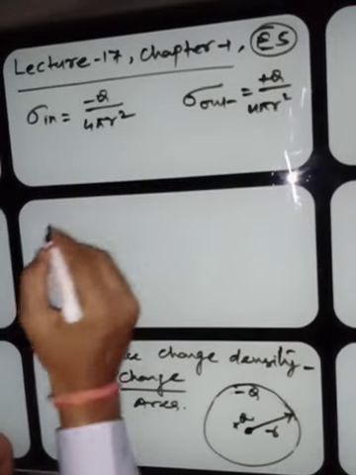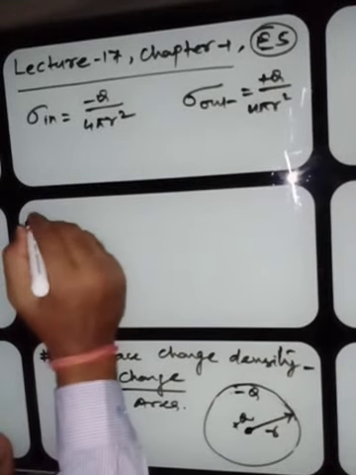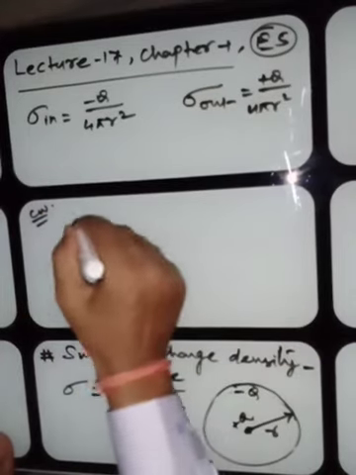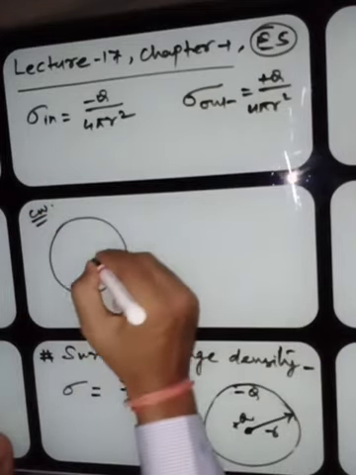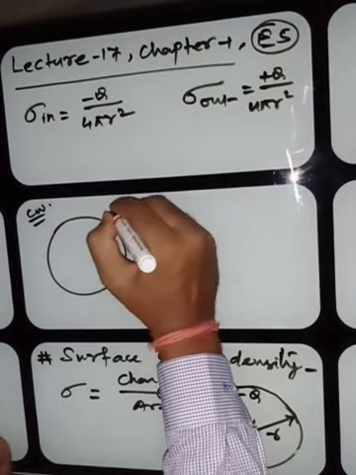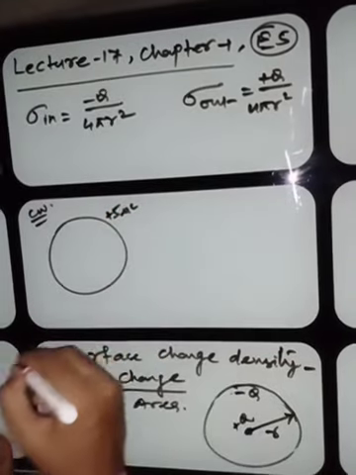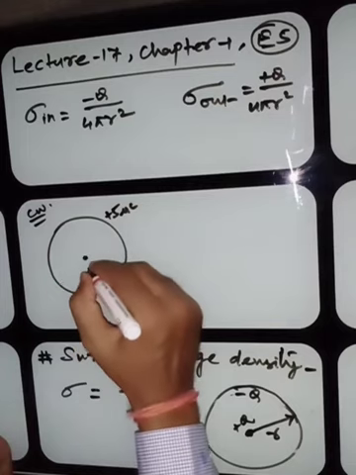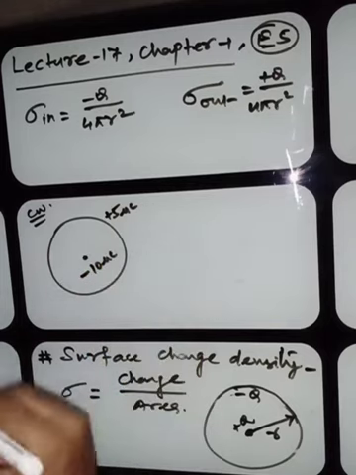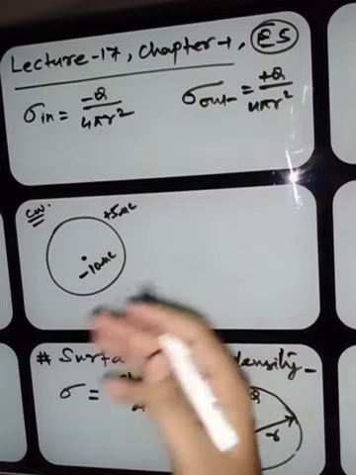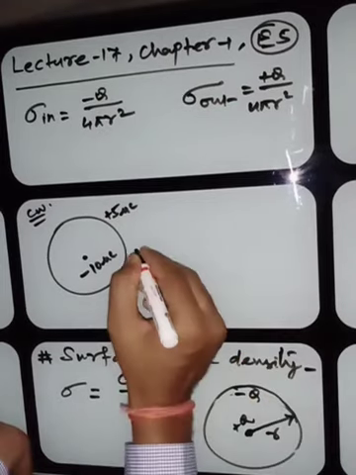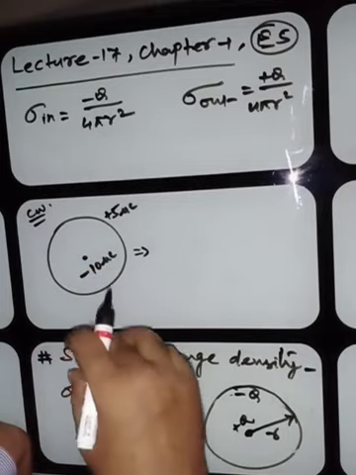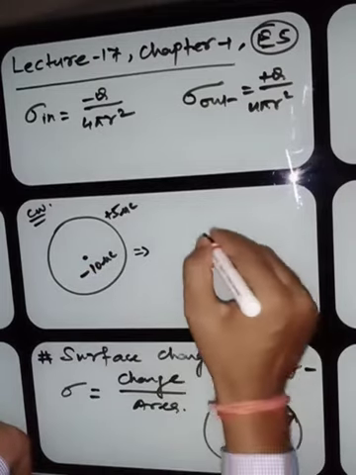Okay, now the next question, your classwork. For this sphere, plus 5 microcoulomb is already present, and we have put inside the conductor at the center minus 10 microcoulomb. Now what will be the final charge distribution and surface charge density? If you can solve, pause the video and try to solve this question.